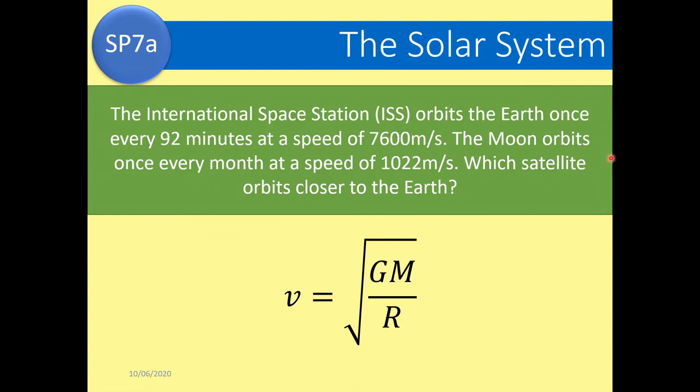So just to finish off, we have a quick question for you. The ISS, the International Space Station, orbits the Earth once every 92 minutes at a speed of 7,600 meters a second. The Moon orbits once a month at a speed of 1,022 meters a second. Which satellite orbits closer to the Earth? Pause the video, have a go, and then I'll go through the answer.